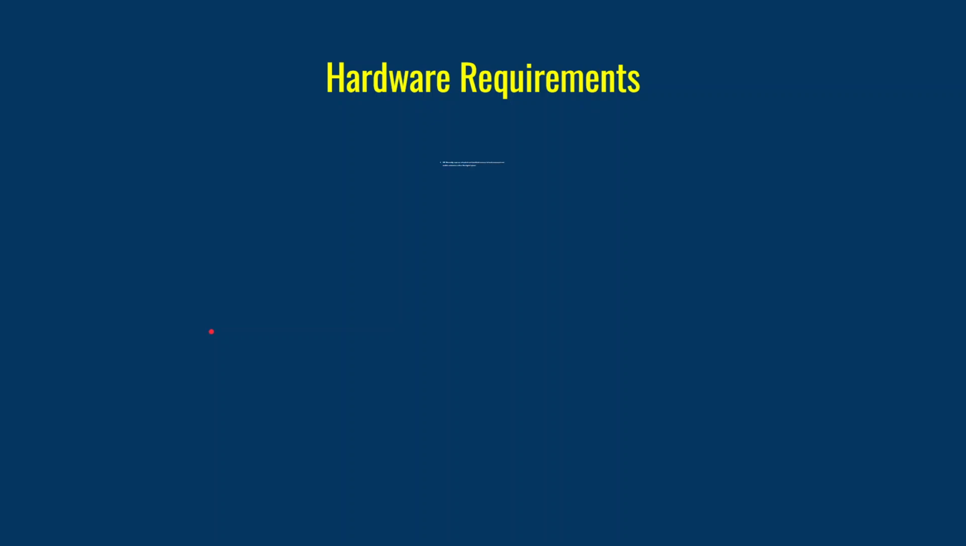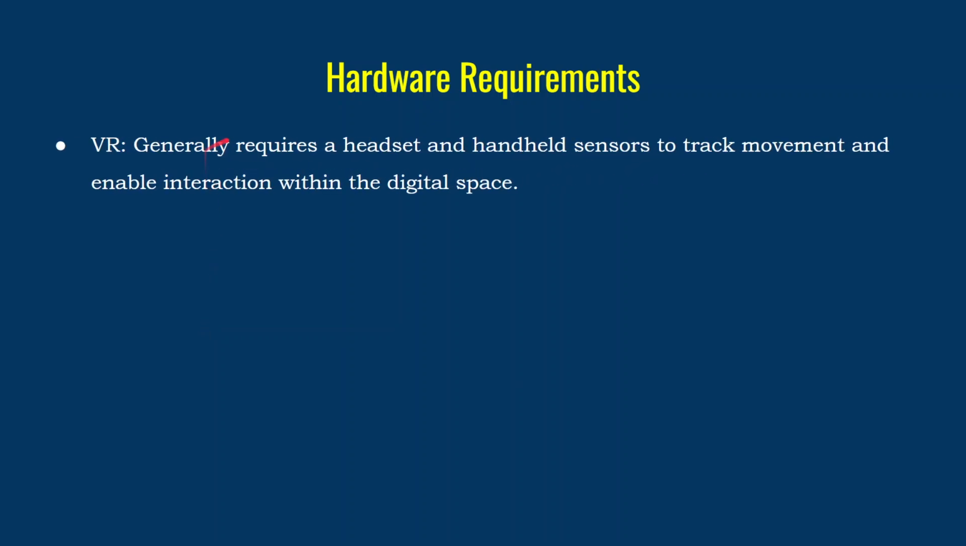Let us see what the hardware requirements for VR are. Generally, VR requires a headset and a handheld sensor to track the movement and enable interaction within the digital space. Here we have a headset to hear the noise and also to speak, and the handheld sensors sense the data and give the required movement or information. So VR consists of a headset and a handheld sensor with which it is able to interact with the digital space.